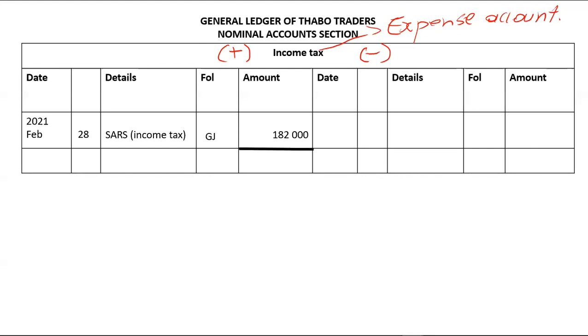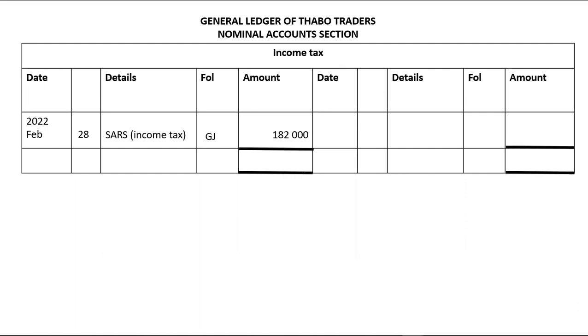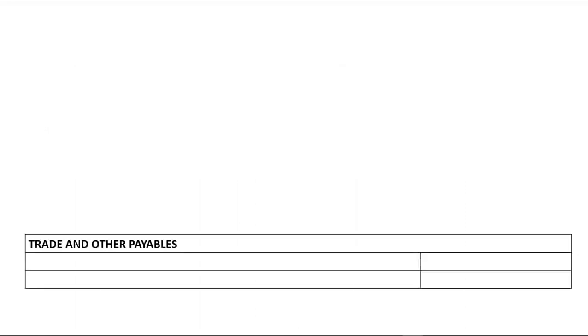Because this is a nominal account section and we are right at the end of the financial year, please note that we are going to close it off against our appropriation account, and that will be 182,000, which gives us a total of 182,000.